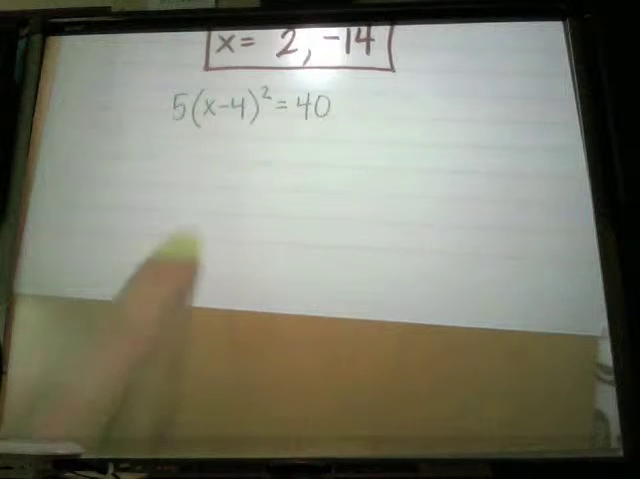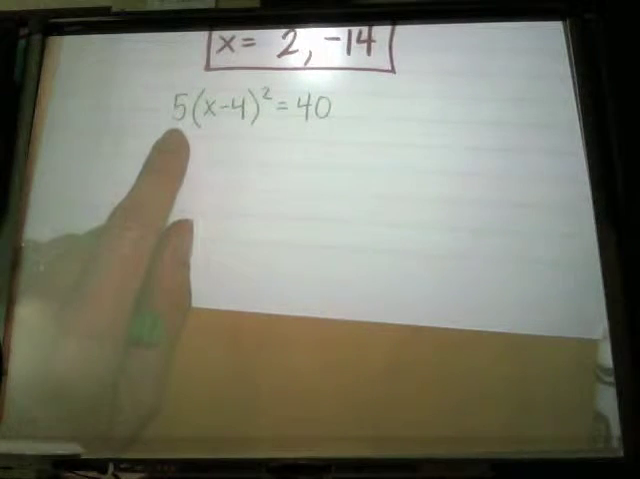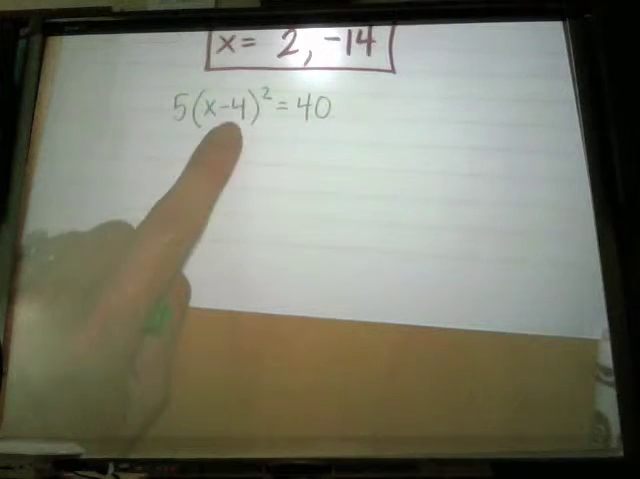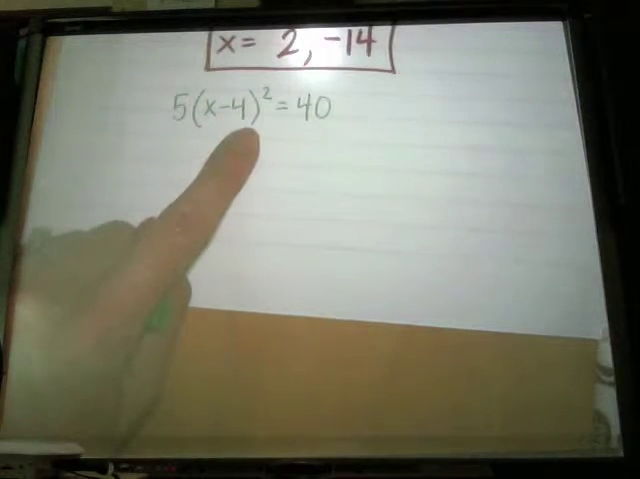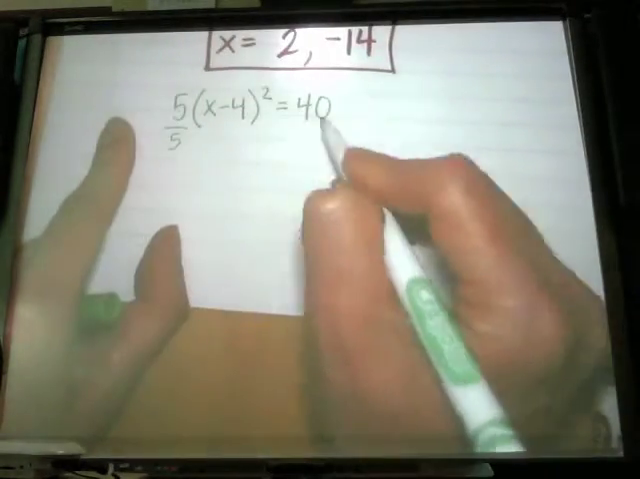I don't want to take the square root of both sides yet, because this 5 is not being squared. So I don't want to take the square root of it. Now I've created an irrational square root, the square root of 5. So instead, before I can take the square root, I need this part to be by itself. What's being squared is the parentheses. So the first thing I'm going to do is get rid of this 5. It's being multiplied, so I divide.